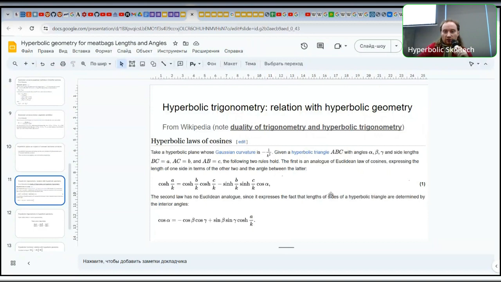And then we have two hyperbolic laws of cosines, which are dual to each other. One can be derived directly, and the other can be derived from taking some dual triangle.